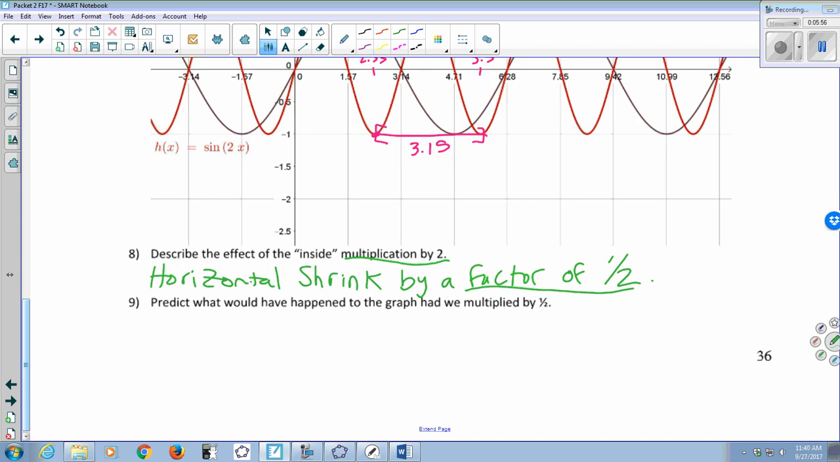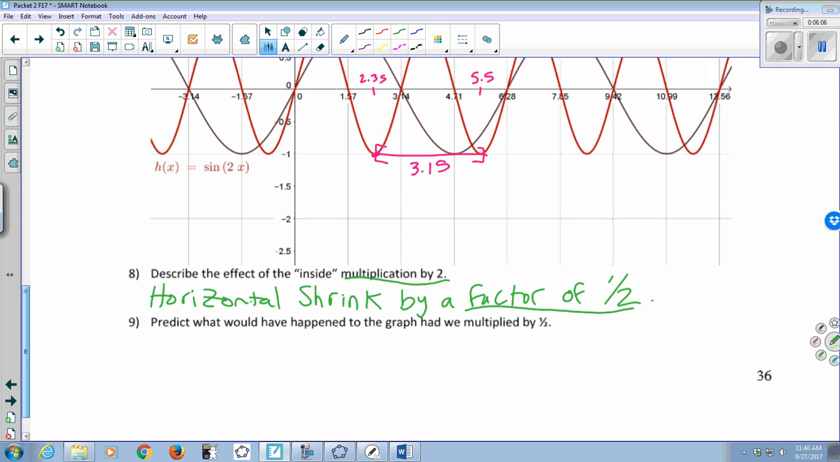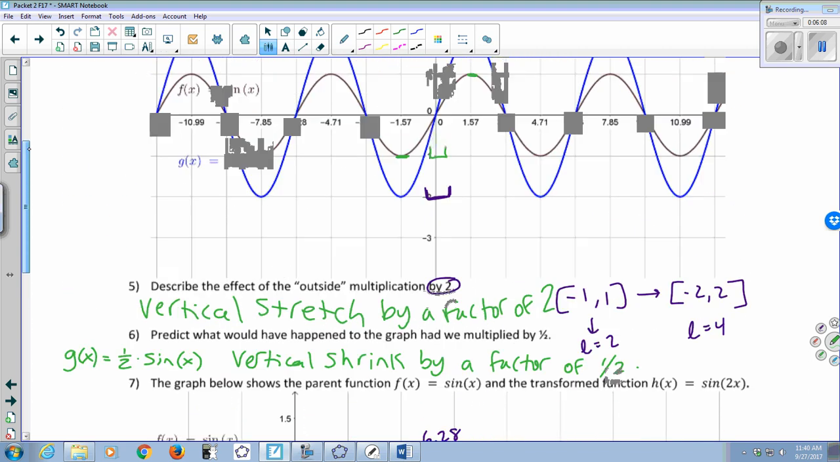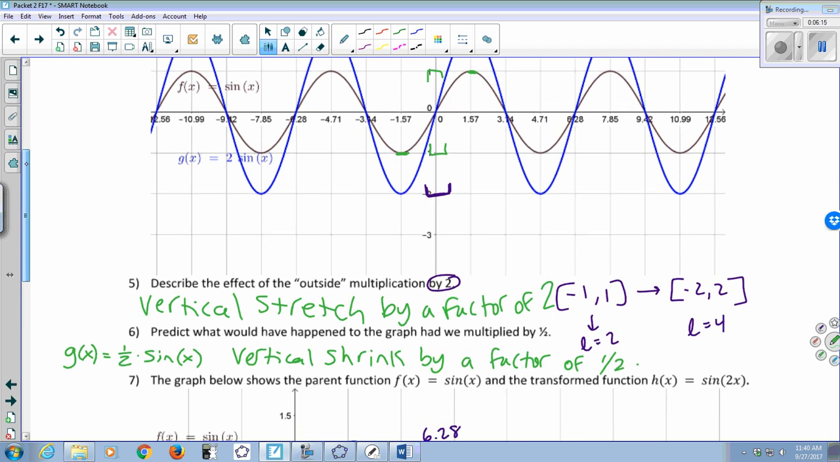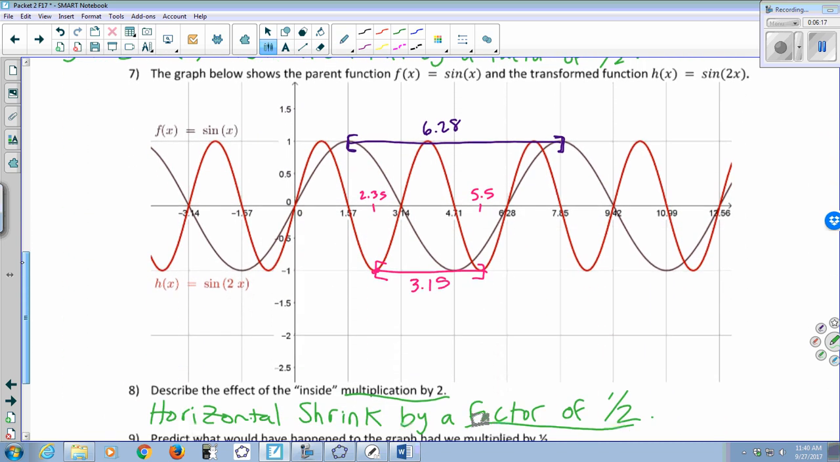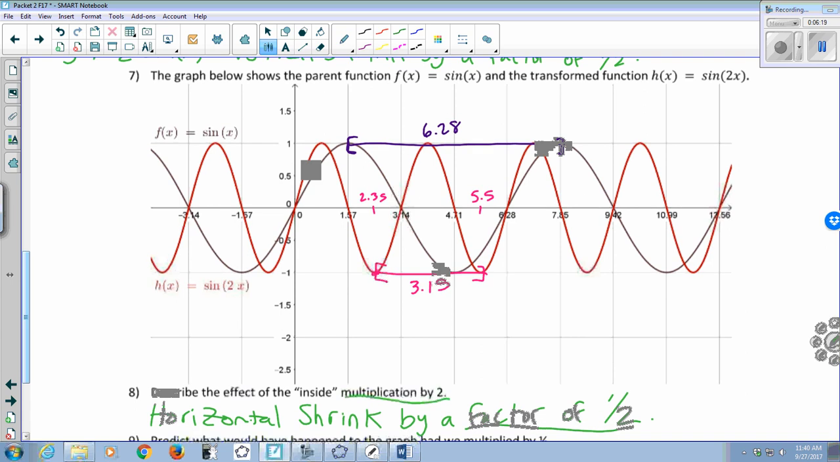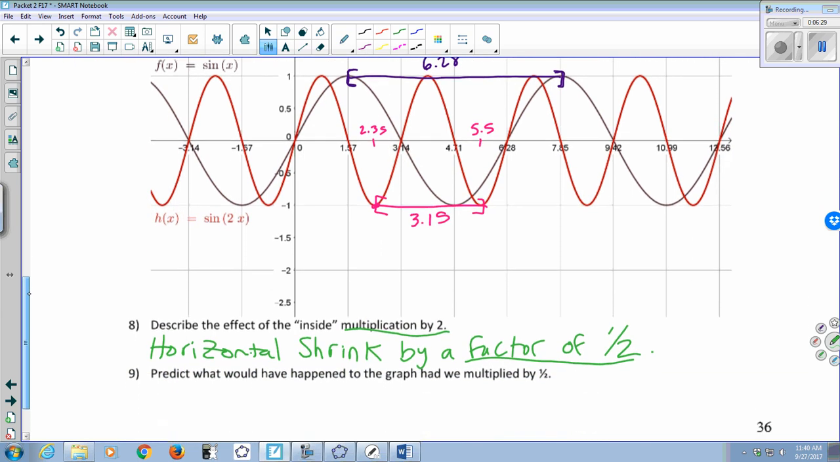So just like with shifting, when you're doing multiplication, it's sort of the opposite of what you think is going to happen when you're inside the parentheses. When you're outside the parentheses, like we were up here, we were multiplying by 2 and we stretched by a factor of 2, right? But when you're inside the parentheses, like in this one with the sine of 2x, you have multiplication by 2 in the formula, but that causes a shrink by a factor of 1/2, sort of the opposite of what you might think.